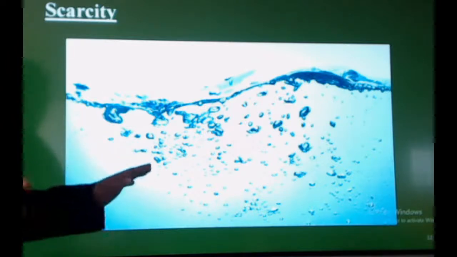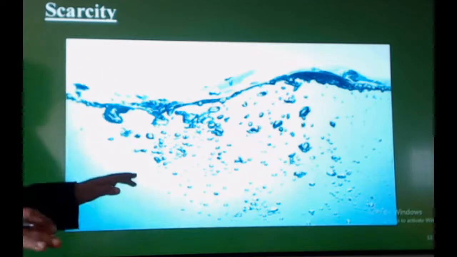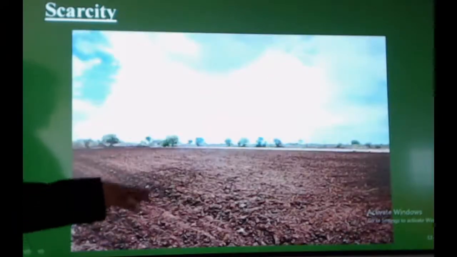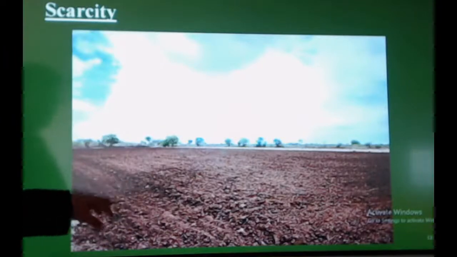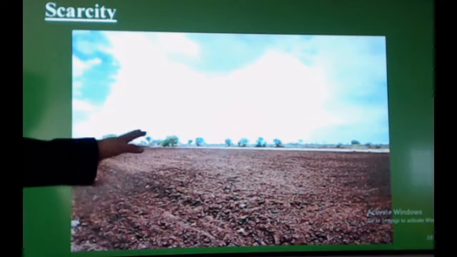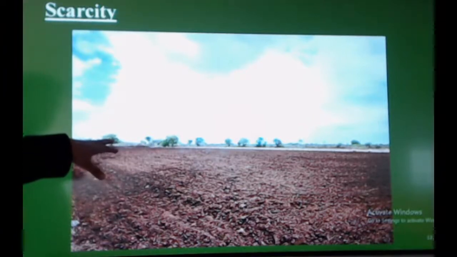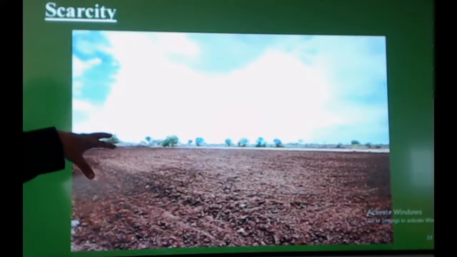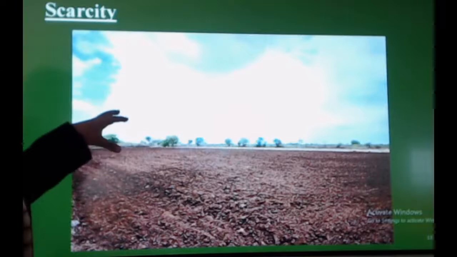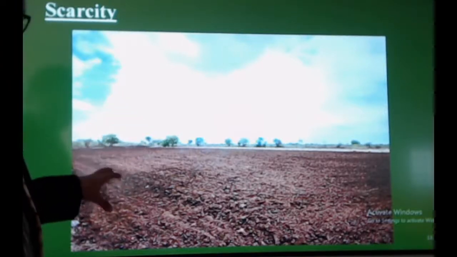Okay, it is not a free good, but an economic good, and it is becoming scarce these days. It has become limited. Now in the next photo, what we are seeing is a piece of land. Okay, it is an open land. So looking at this photo, can we say whether it is a free resource or an economic resource, and whether it is a scarce resource or a free resource?